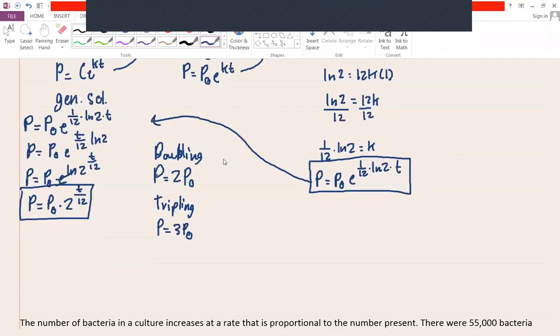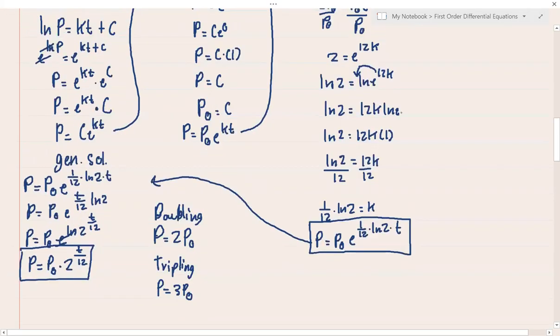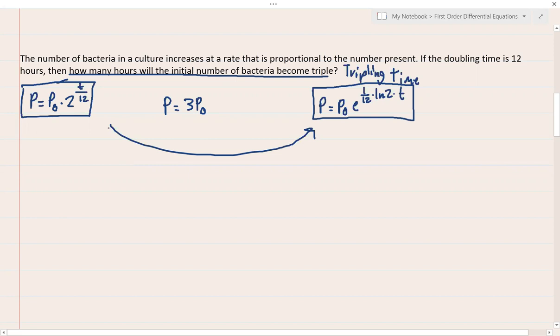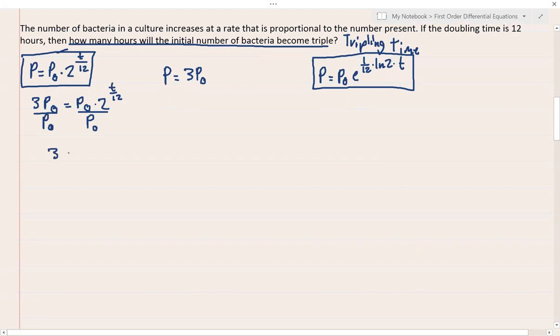Alright, let me just erase the solutions here except the boxed formulas. So, how many hours will the initial number of bacteria become triple? Basically, your P is equal to 3 times the initial amount. Choose which one you would prefer, the left side or the right side. On the left side, I'll choose this one. Since P is equal to 3 times initial P, we get 3 times P0 is equal to P0 times 2 raised to t all over 12. Since both sides have initial P, I can divide both sides by initial P. So you will have 3 is equal to 2 raised to t over 12.